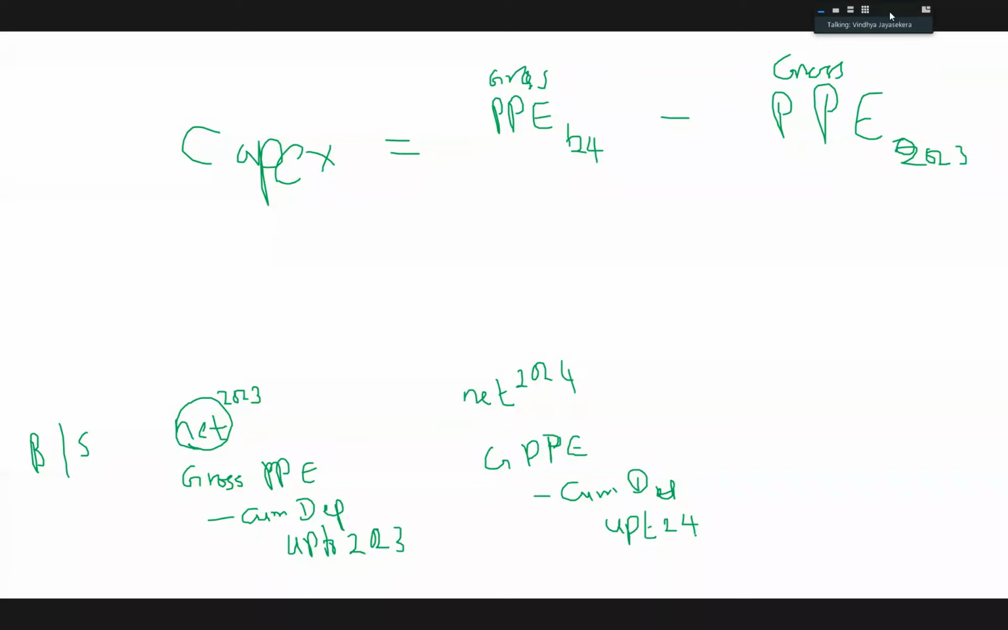Up to 2024. So, do you see this is the net value for 2024, this is the net value for 2023. I want the difference between the two gross values, not the difference between the two net values. So what do I have to do? I have to add the cumulative. So if I'm using the net values in the balance sheet, I have to add the cumulative depreciations from 2023 and this one up to 2024.